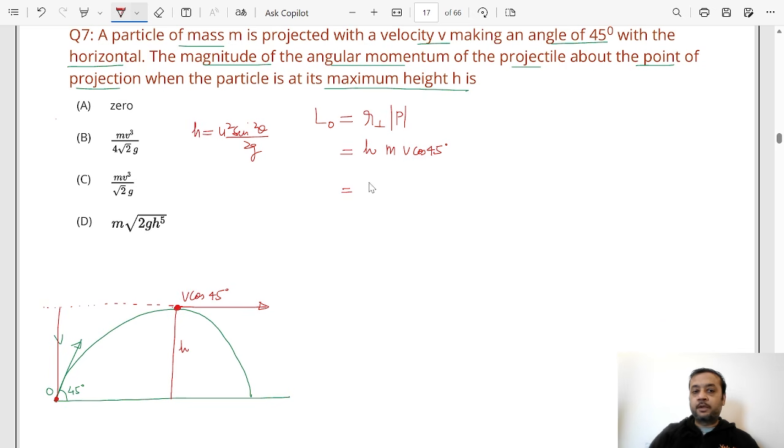This is the maximum height. So basically u is v square sin square theta by 2g, this into mv cos 45. Now look, v square and v will become v cube. Sin 45 into sin 45 will become 1 by 2, and this will make it 4, and because of cos 45 it will be 4 root 2. Gravity, and m will be there. So mv cube by 4 root 2g. mv cube by 4 root 2g will be the correct answer. I hope you have understood.